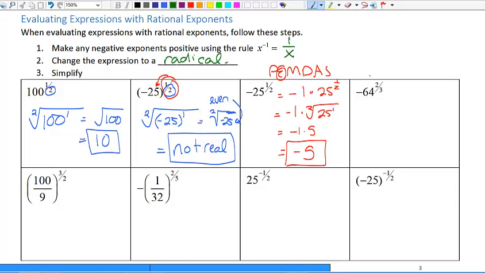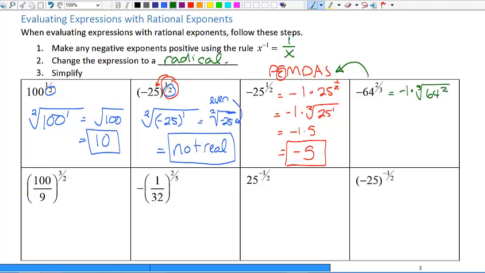So this next problem is more similar to the red problem than it is the blue problem, because the negative's out in front. I know my answer is just going to be negative, as if we had a negative 1 here. Now there's no negatives in my exponent, so I don't need to worry about step 1. Step 2 says change it to a radical, so the little 3 in the denominator of the rational exponent becomes my index. Then I have positive 64 to the 2.